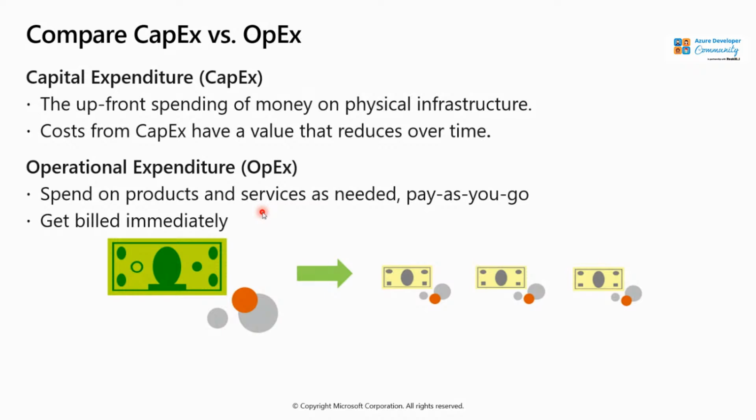Capital expenditure is the money you spend on physical infrastructure, like servers or computers, any kind of things. This kind of expenditure is one time, and it starts to reduce over time. It is not increasing. Operational expenditure is pay as you go spending, which is there for almost all cloud providers. It increases over time, because as you spend time and use services, your bill is going to increase or decrease, whatever it is.